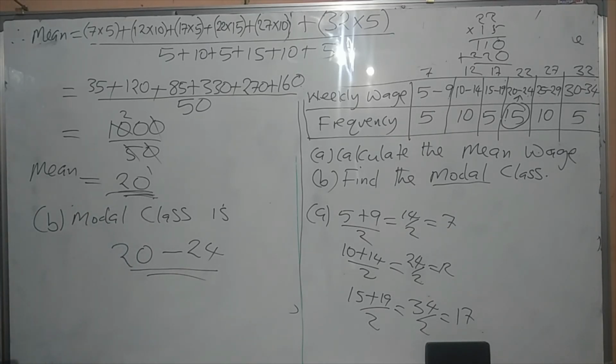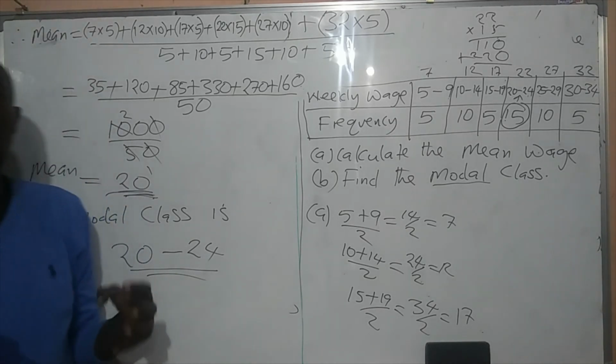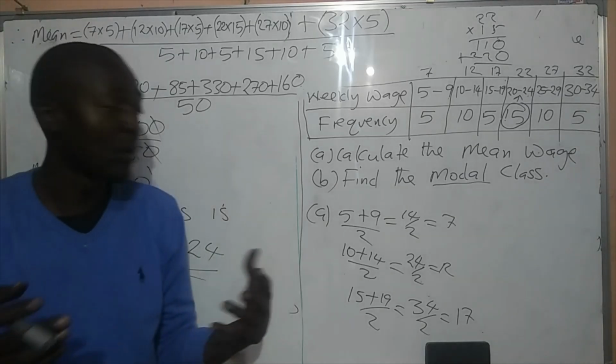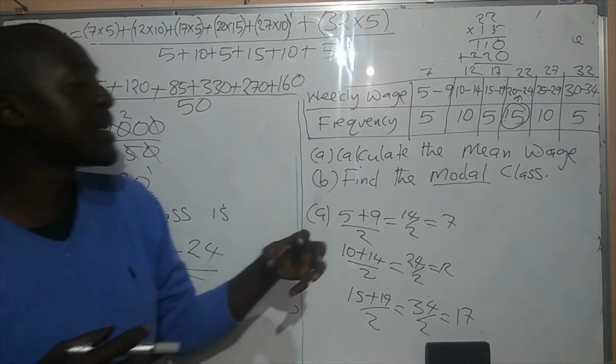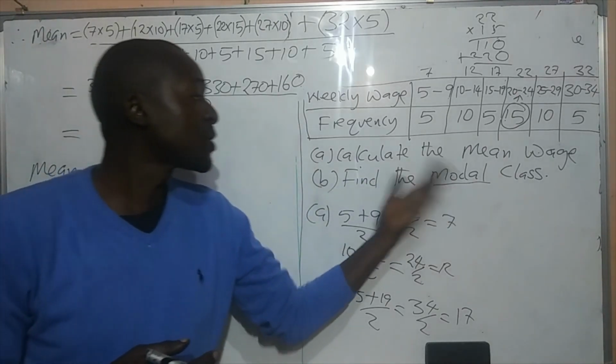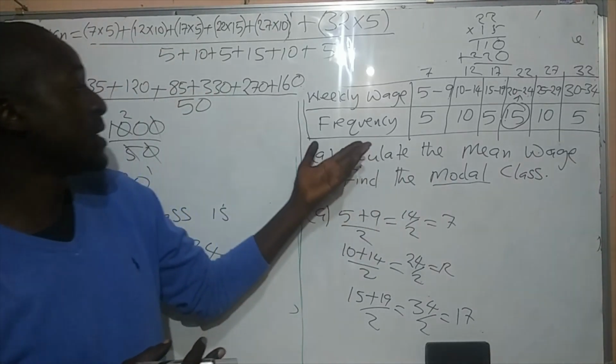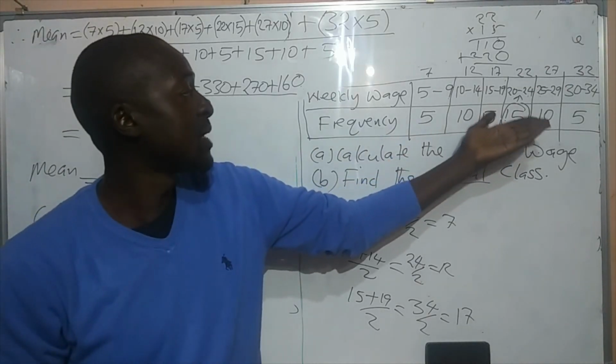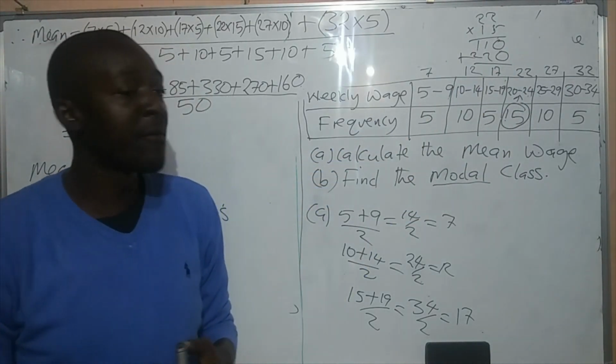Okay, so these questions are not difficult. All you do is just understand the concept. When the question is asking you for the mean, there's a formula that we use, I've shown you. When the question asks you for the mode, you just look for the biggest frequency and get what is on top of it, and you have the modal class.